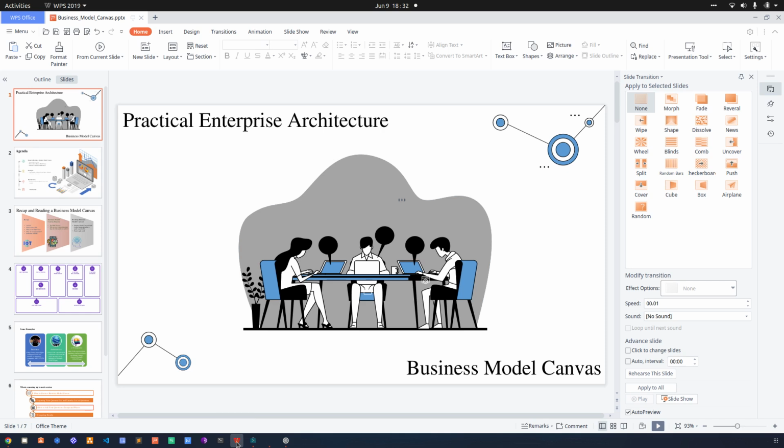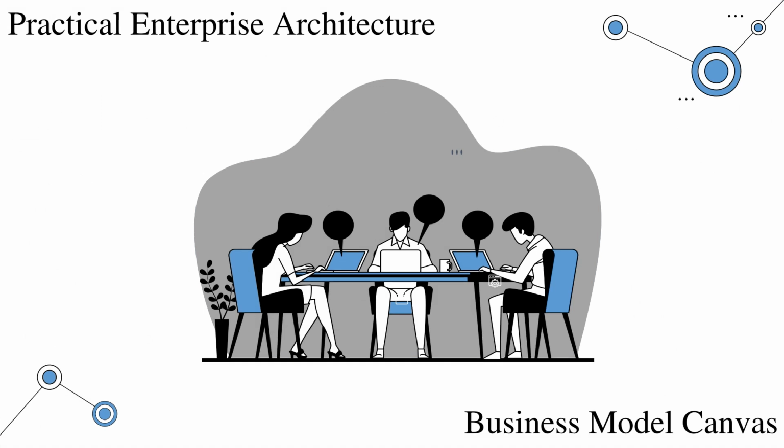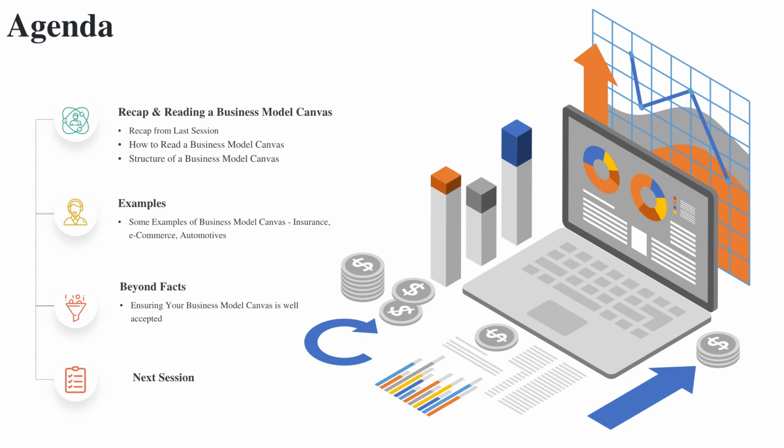Hi all, in this first video session on practical enterprise architecture, we will continue from where we left off last time. So let's go through a quick agenda of our discussion and then we will follow through it. We'll go through a quick recap from where we were last time, and we'll then look at how to read a business model canvas and also go through the structure of a business model canvas.